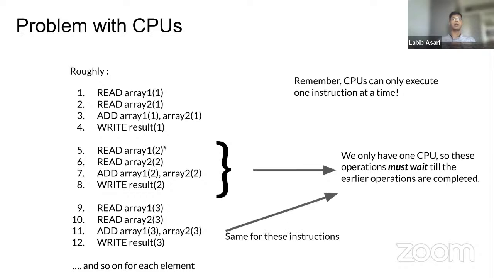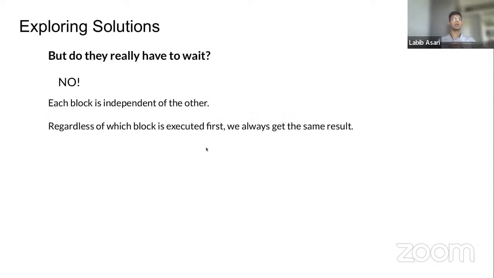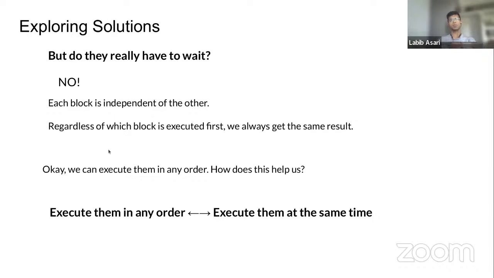Similarly, the third element of the array also has to wait until the first and second elements are calculated. But ideally, they should not be waiting, because they are really independent of each other. The third element of the resultant array depends only upon the third element of the two input arrays. It does not depend upon the first or second element. So why do they have to wait? The core reason they have to wait is because CPUs can only execute one instruction at a time.